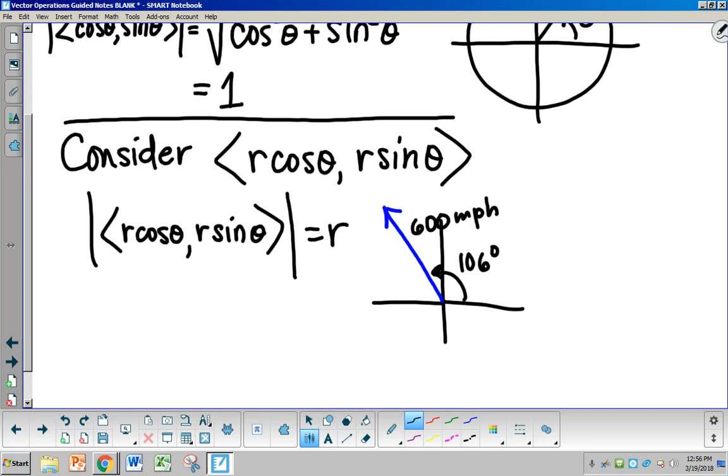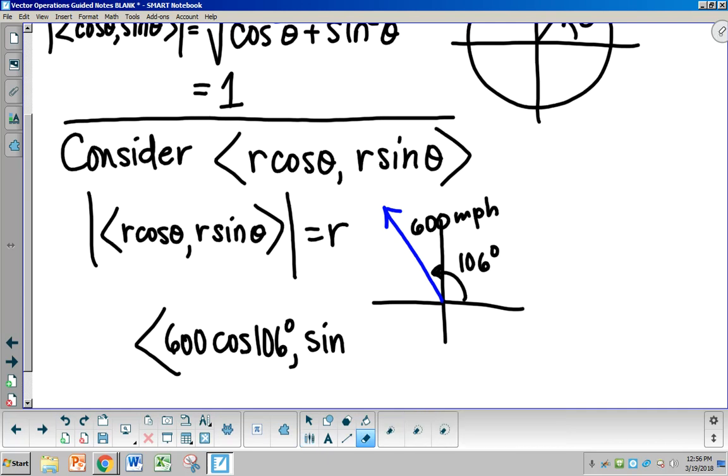If I wanted that vector in component form, that's not on a unit circle, but could you see that it's pointing at something that might be considered a circle? And what would its radius be? 600. And so this in vector form would be 600 times the cosine of 106 degrees, comma, 600 times the sine of 106 degrees.